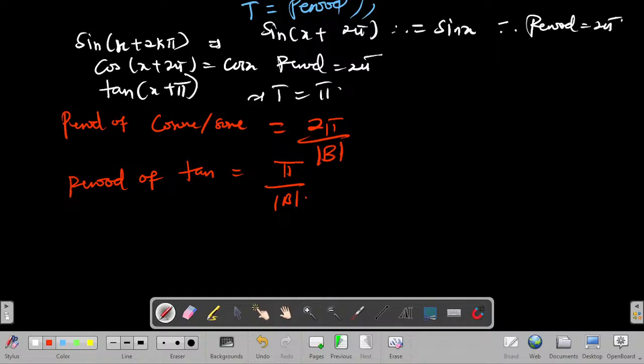So the b is coming from the expression. If I give you y is equal to sine bx, or y is equal to cos bx, or y is equal to what? Tan bx. So once I give you this expression, the period is 2 pi over the absolute of b, which is the coefficient of what? Of x. So let's solve some problems here.